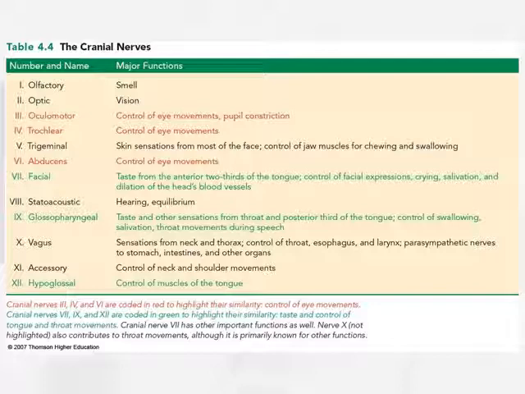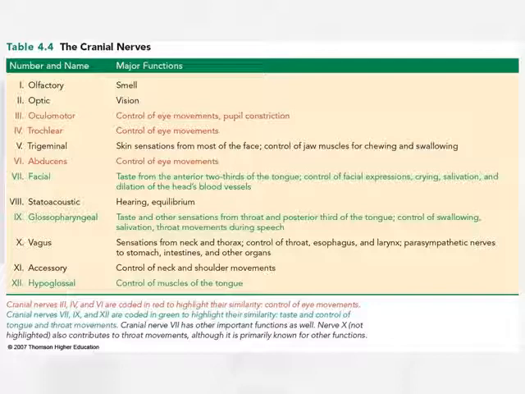Vestibulocochlear nerve, which has two parts, the vestibular part and the cochlear part. The vestibular part is important for equilibrium, and the cochlear part is important for hearing. The glossopharyngeal nerve carries the taste and other sensation from the posterior third of the tongue, and controls swallowing and salivation.